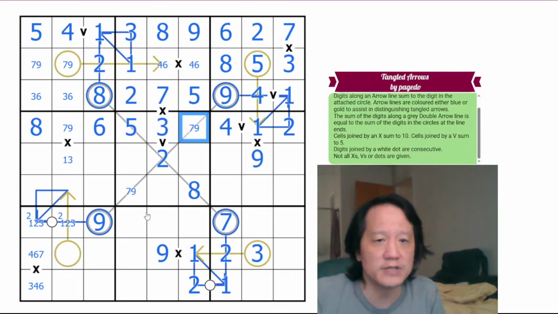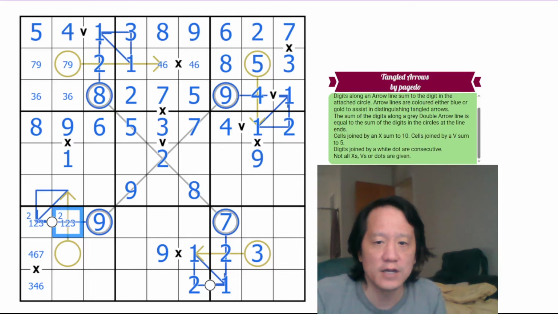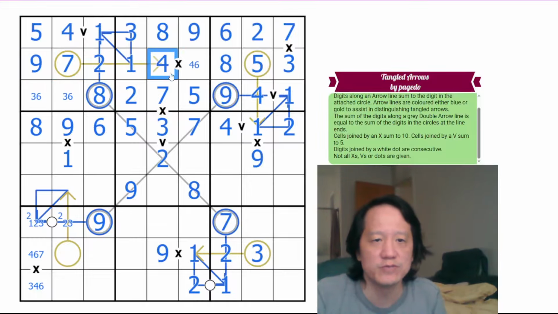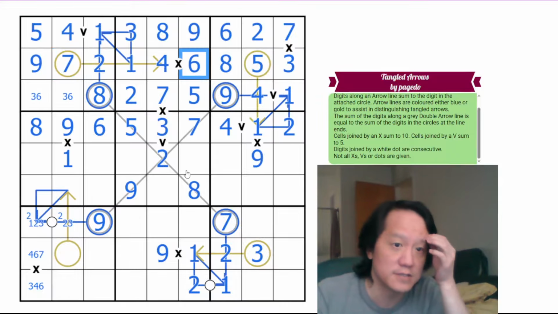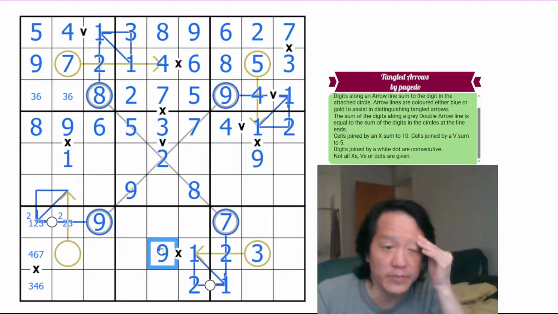9 here eliminates 9 here, so it's 7 and 9. 7 eliminates 7 here, so it's 9 and 1. So this cannot be 1 here. This 9 eliminates 9 here, so it's 7. Therefore, these 3 digits add up to that digit. 7 eliminates 7 here, so it's 9. This must be 4 then, with 1 and 2 adding up to 7. That leaves that as a 6. Okay.